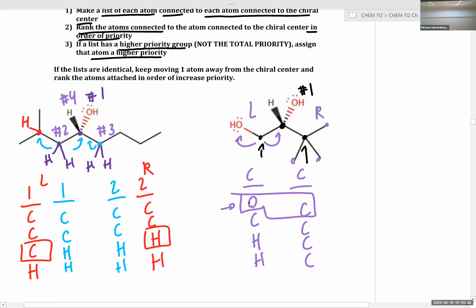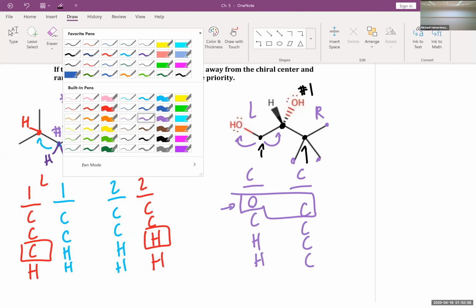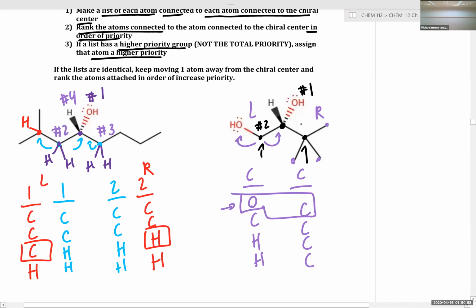It doesn't matter your total priority. It doesn't matter your total atomic mass. It only matters if one atom has a higher atomic mass than the other atom on the list. It doesn't matter that we have all these extra carbons. It's the fact that oxygen has the highest atomic mass in both of these lists, so the carbon on the left wins out. So the carbon on the left gets a number 2, carbon on the right gets a number 3, hydrogen gets a 4. Does that make sense to everyone?